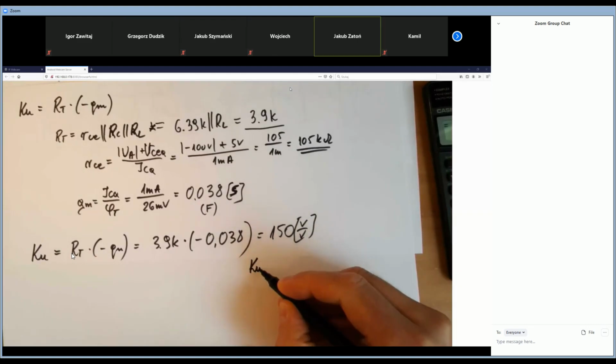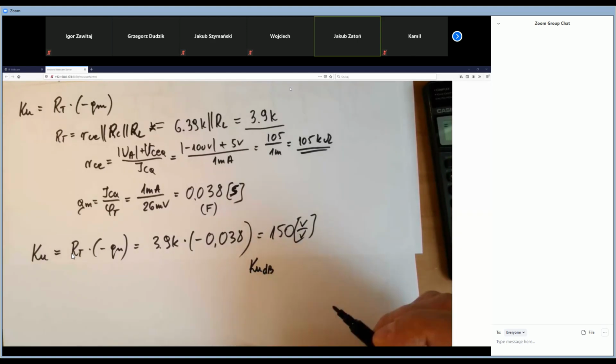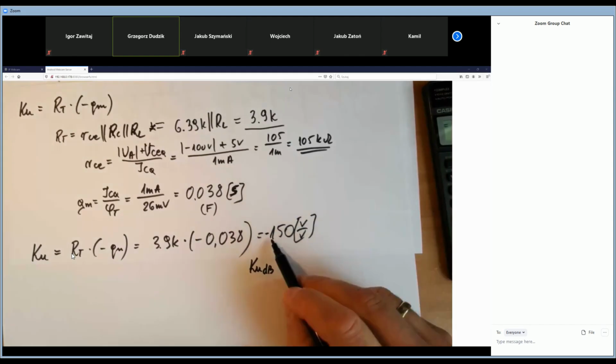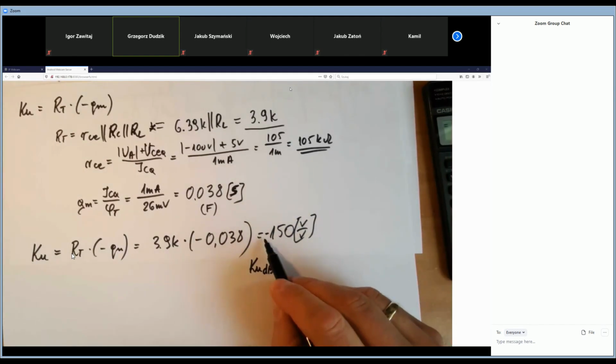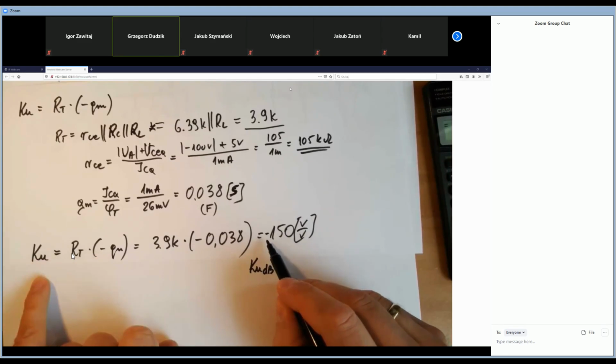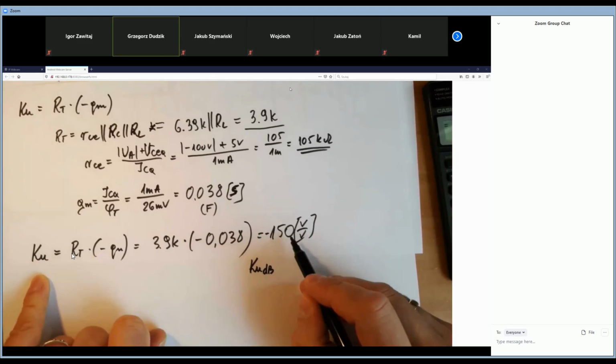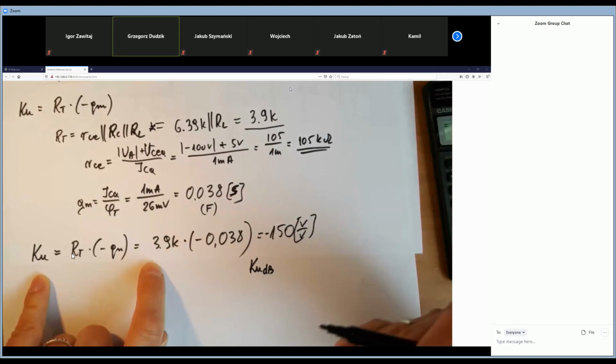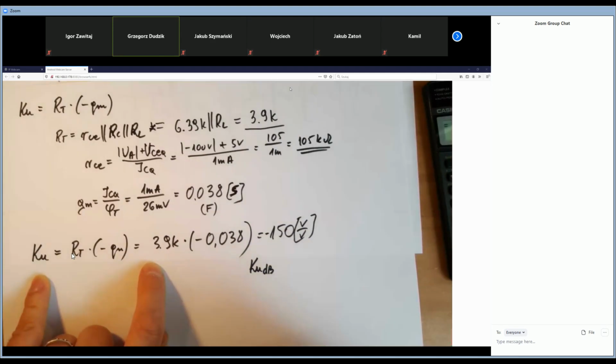Excuse me. Yes. What about this minus from GM? Of course we've got the minus here, but this minus does not show that the gain equals minus 150. Because if it were true, we would have attenuation of the signal, not amplification.